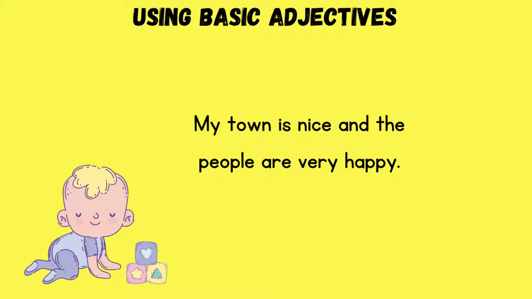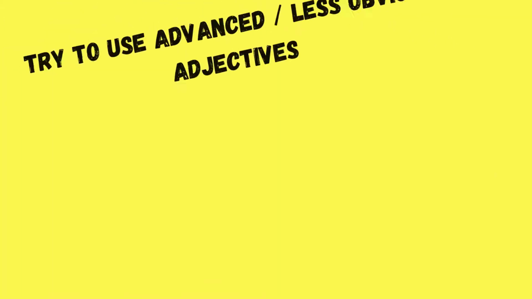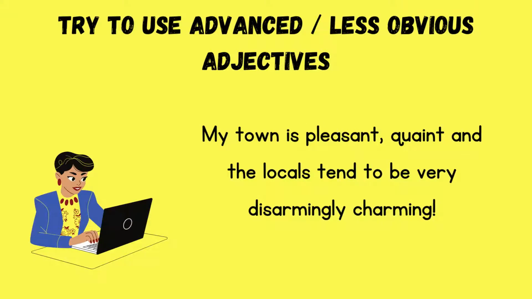Remember, this is an advanced speaking test. So, when someone asks you about your town in speaking part one, you could say, "My town is nice and the people are very happy." But if you think about it, you could benefit more from using more advanced adjectives or perhaps less obvious adjectives. My town is pleasant, quaint, and the locals tend to be very disarmingly charming. That, ladies and gentlemen, is advanced vocabulary.